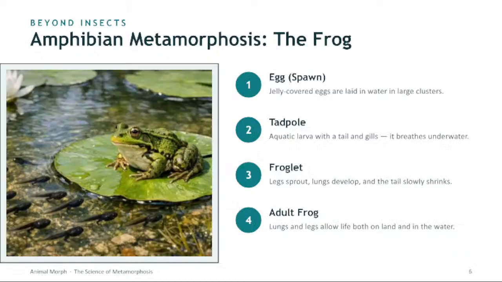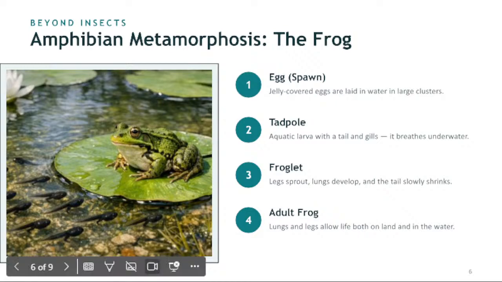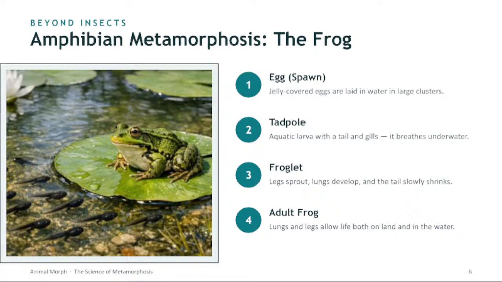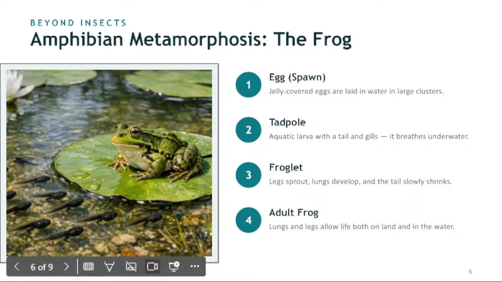For animal metamorphosis of a frog, it starts with the egg, also known as the spawn. Jelly-covered eggs are laid in water in large clusters. Then the tadpole, an aquatic larva with a tail and gills, breathes underwater. Then the froglet: legs sprout, lungs develop, and the tail slowly shrinks. And finally, the adult frog, where the lungs and legs allow life both on land and in water.